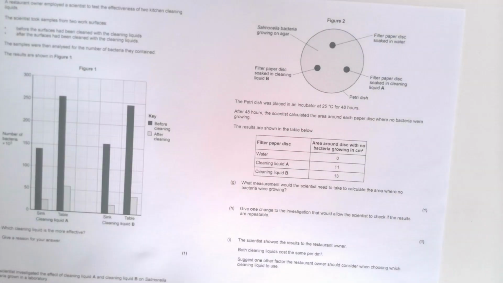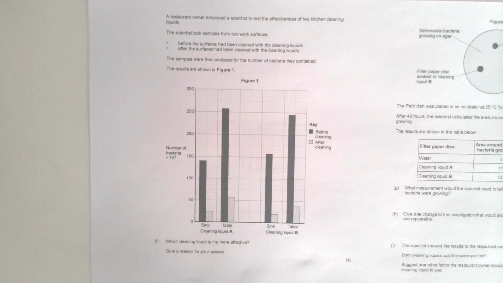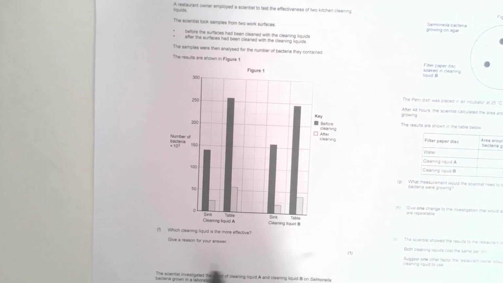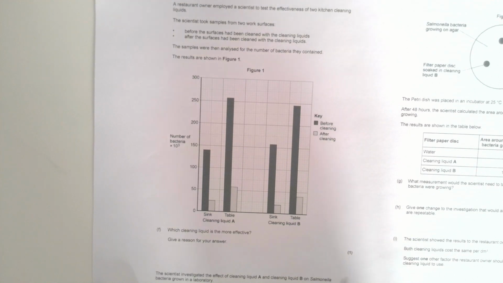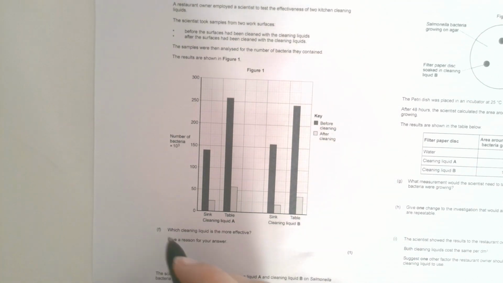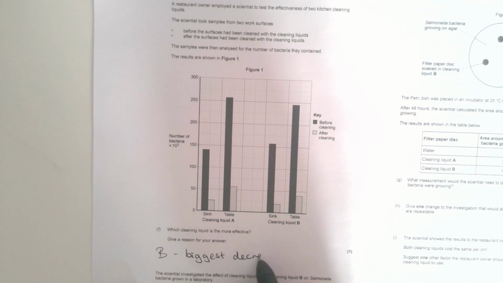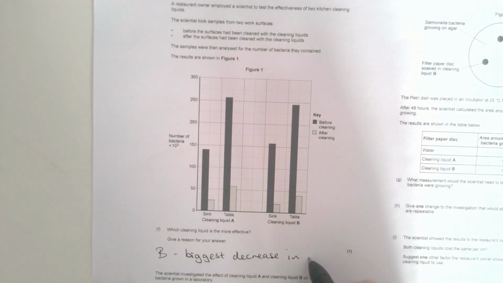Okay, then you had a bit about a restaurant using different cleaning stuff and seeing how effective they were. So which one was most effective? Give a reason for your answer. One mark, so you had to say which one and your reason for the one mark. B was the most effective because it had the biggest decrease in number of bacteria.